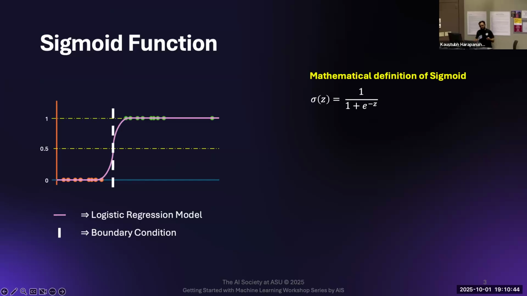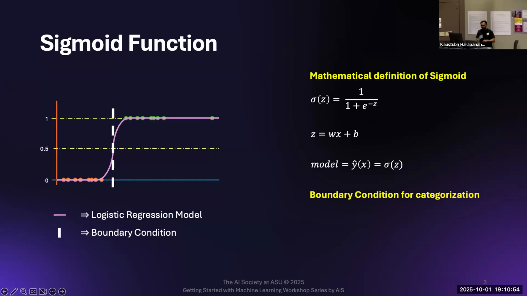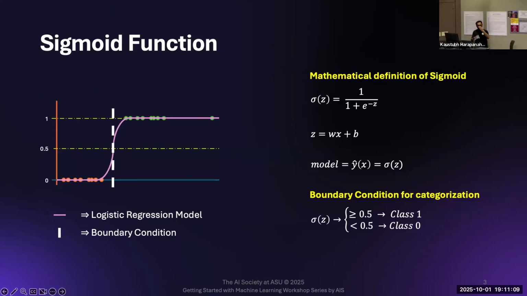So a sigmoid function is this. We look at a linear equation, the equation of a line, which we fit into the sigmoid function, and then that becomes our model y. And then we have a boundary condition that is defined by the threshold, which is if it is greater than or equal to 0.5, it becomes class 1. If it is less than 0.5, it becomes class 0. So with this basics of building a model, we looked at how we can train this.